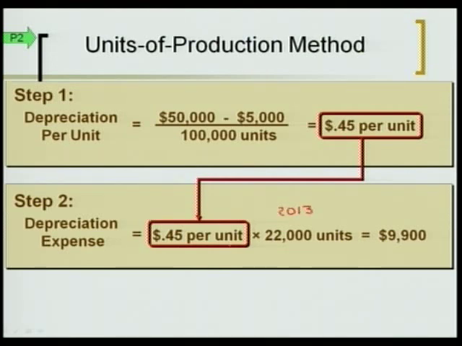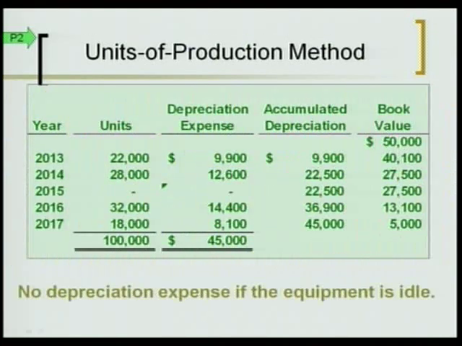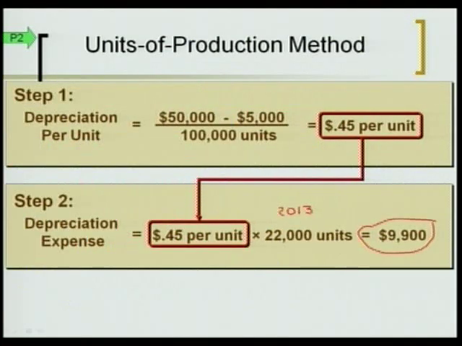So 22,000 times that 45 cents per unit equals 9,900, and that's the amount of depreciation we're going to take in 2013. They don't give us an entry, but it would be $9,900 debit to depreciation expense, $9,900 credit to accumulated depreciation. Understand?